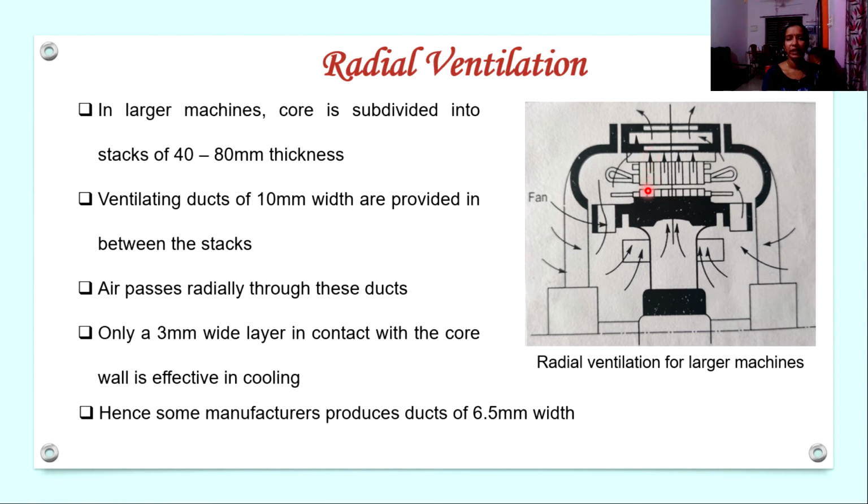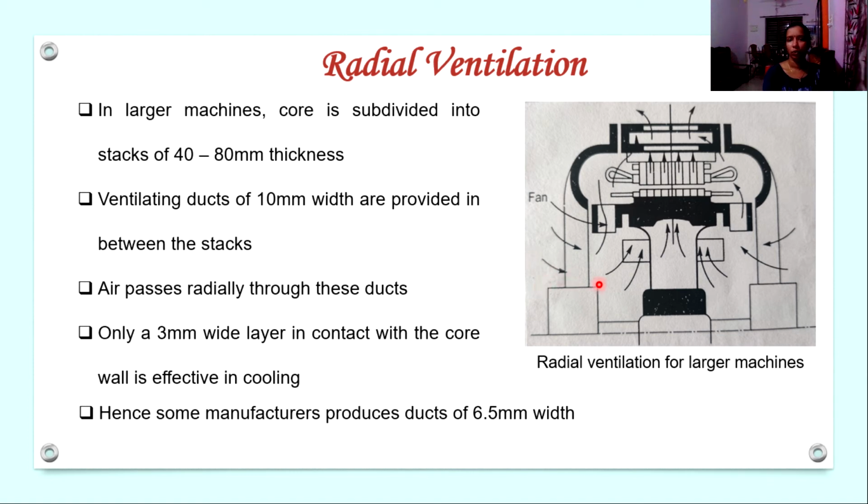Only the air flowing closer to the core wall helps to cool the core wall on both sides of the duct. That is, the air flowing through a region which is 3 mm wide and near to the core wall cools this side of the core wall, and on the other side also a 3 mm wide band near the core wall helps to cool that core wall. And the middle 4 mm wide band is actually useless, and we need only 6 mm wide area. Some of the manufacturers produce 6.5 mm wide ventilating ducts.